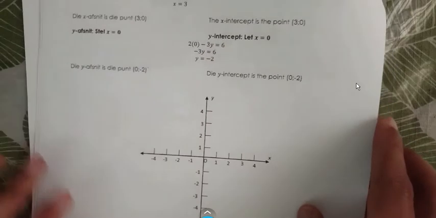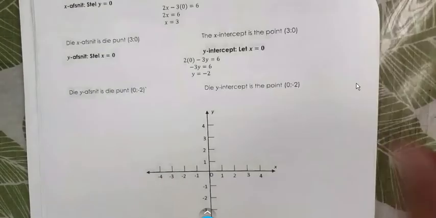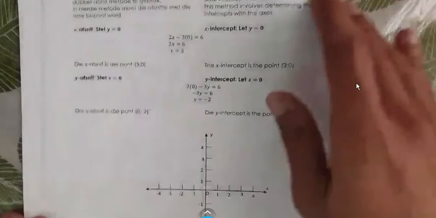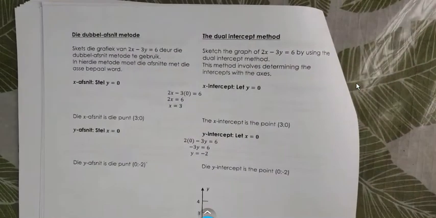Is everyone still with me? This is also quite important for us. The next one that we're looking at is called the dual intercept method.